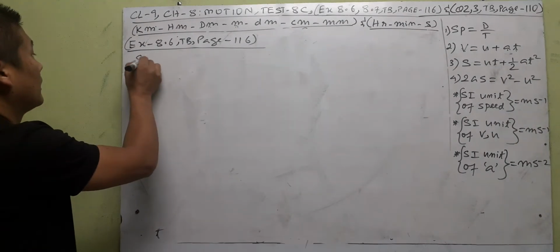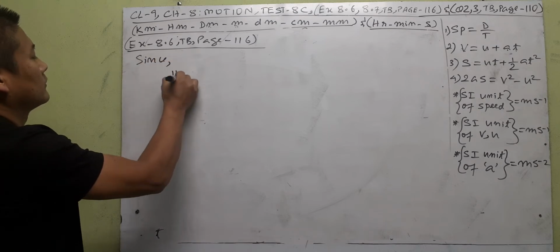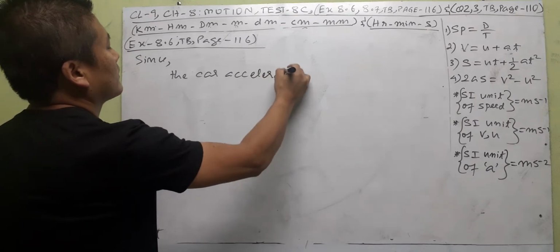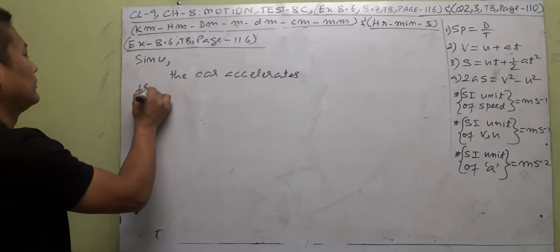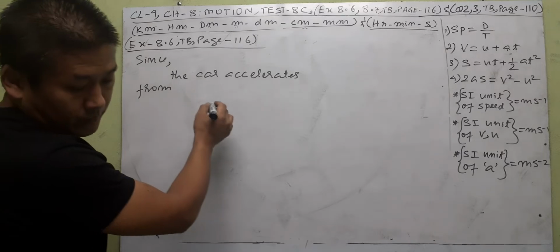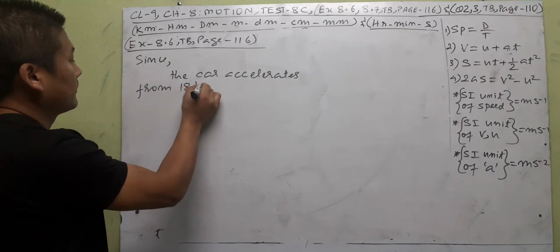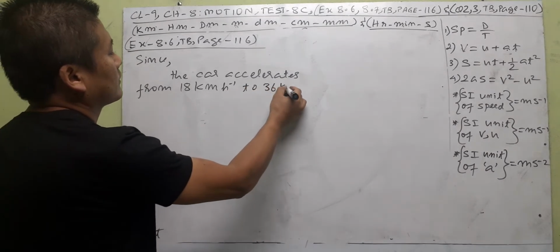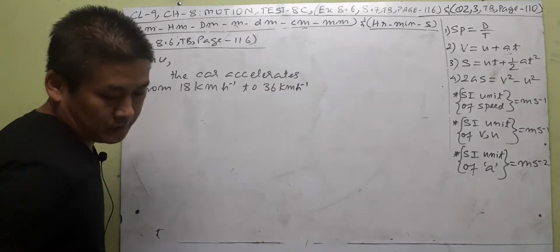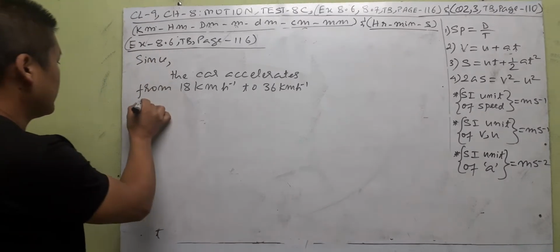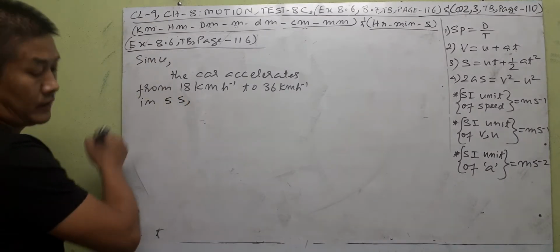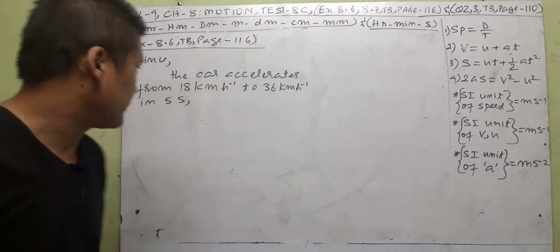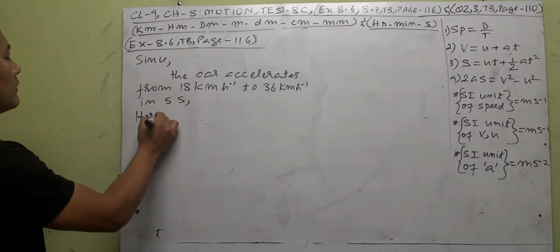So here, according to the question, the car accelerates from 18 km per hour to 36 km per hour. All this happens in 5 seconds. Look into your question and you'll find that, right? So let us write down the values from this statement.